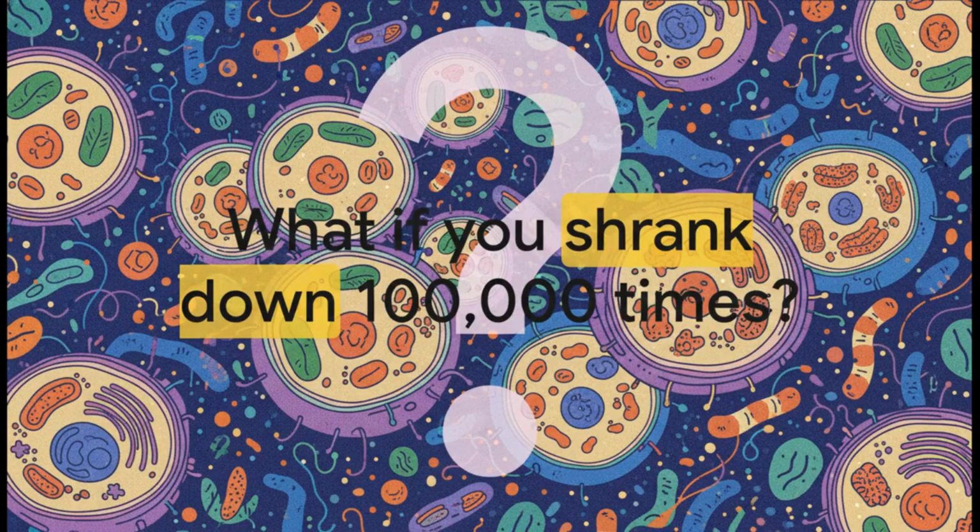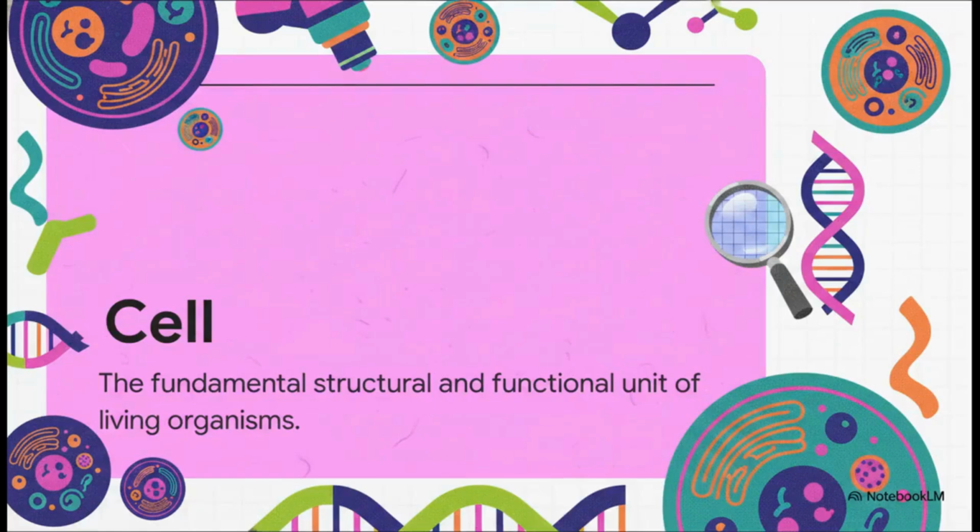If you zoomed into a leaf, or even a piece of your own skin, you wouldn't just see green mush or a flat, boring surface. No way! You would find a bustling, incredibly active, microscopic city. Everything living around you, including yourself, is constructed from these tiny, perfectly organized metropolises. We call this city the cell.